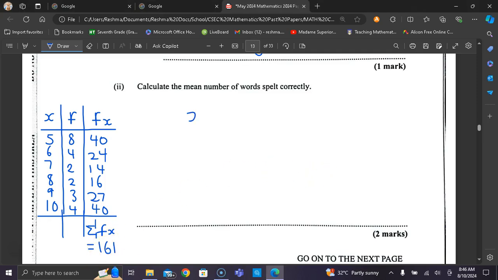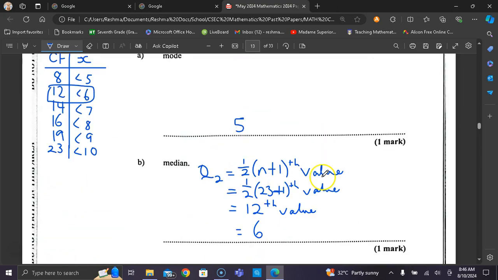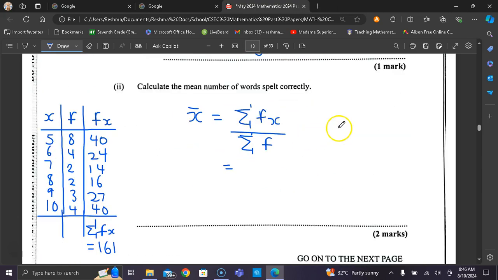So our mean, which is given the symbol x bar for discrete data, is sigma Fx, the sum of the f times x values, divided by sigma f, which is the sum of the frequency. And remember, when we did cumulative frequency, 23 is the total number of values, which is our total frequency. So our mean will be 161 divided by 23, which would give 7. So our mean number of words is 7.